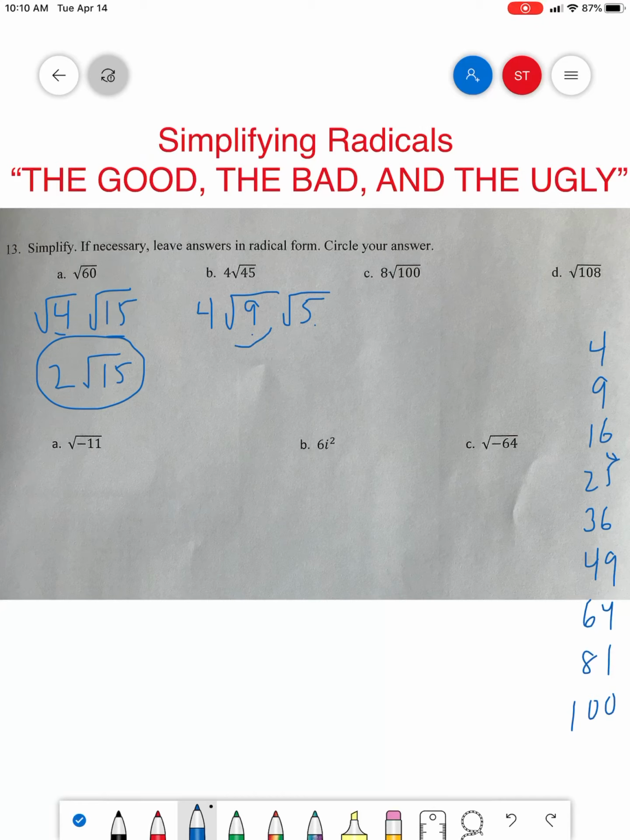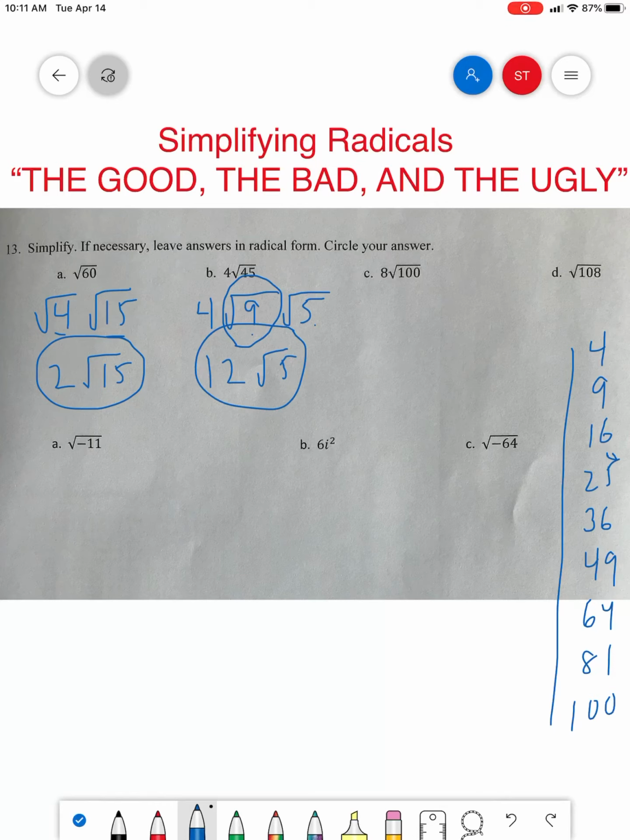In this first radical right here, if you put in a number that's not on this list, you are going to get it wrong 100%. So that's why I call it the good and the bad. Anyhow, what's the square root of 9? 3. 3 times 4 is 12, and bring down that radical 5, and there you go.